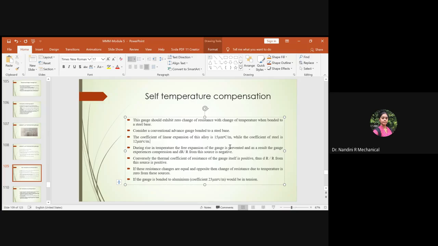So this steel base will prevent the gauge from expanding as the temperature increases, and hence the name self-temperature compensation. Okay, and as a result, there will be no variation in the resistance with respect to the change in the external environment, and hence the variation of the strain with respect to the temperature can be overcome. So this is told theoretically. Conversely, the thermal coefficient of the resistance of the gauge itself will be positive, and thus dR by R from this source is positive.